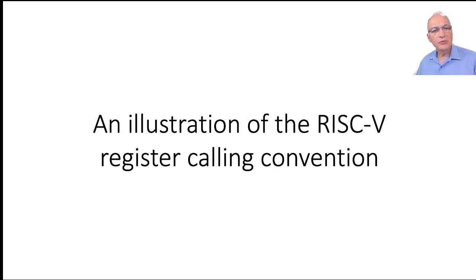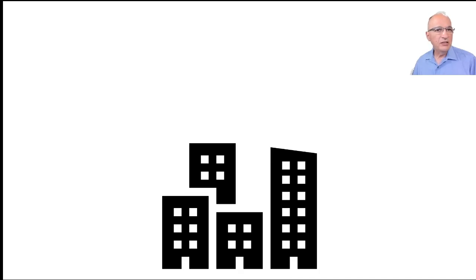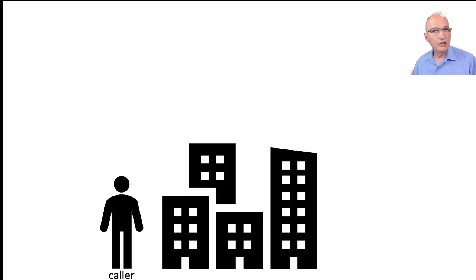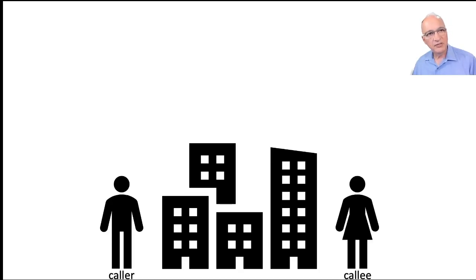So one way that we can understand this calling convention better is with an illustration. And here's the illustration that we're going to use. Assume that there is some kind of large city, and we have the caller on one side of the city and the callee on another side of the city.